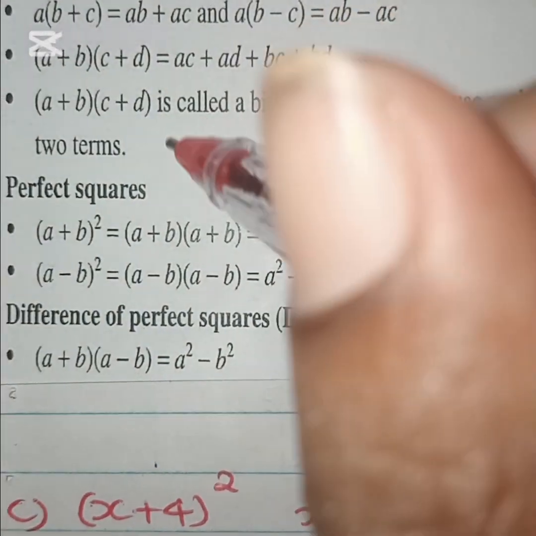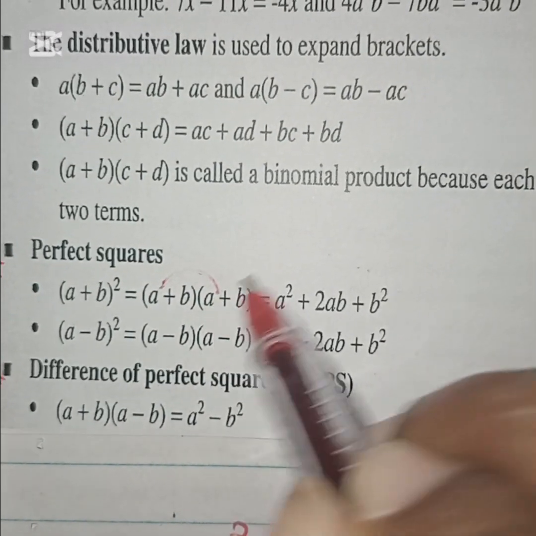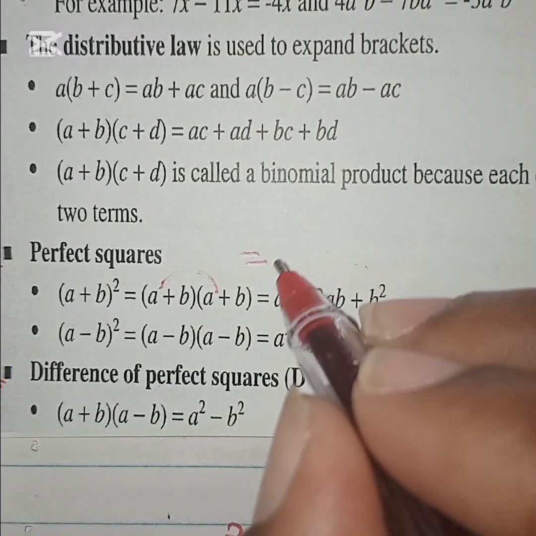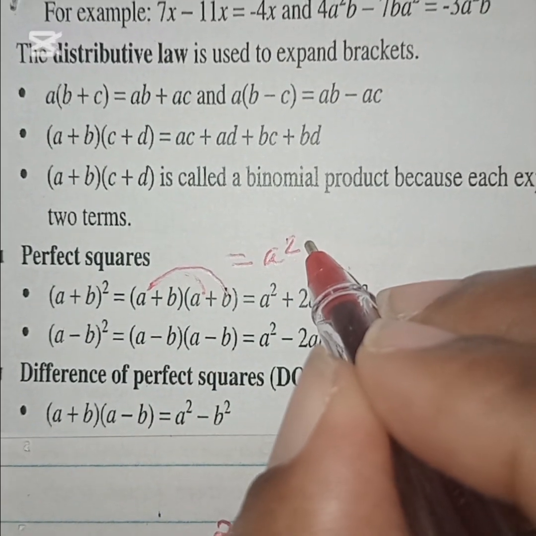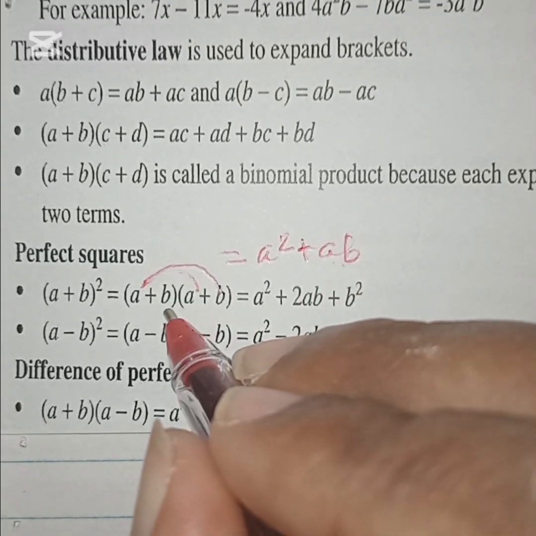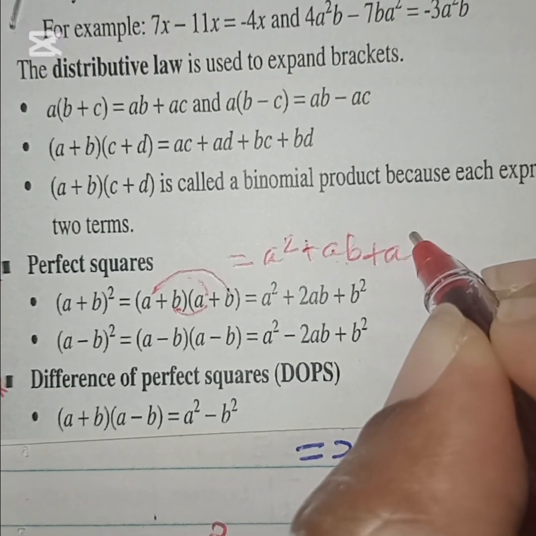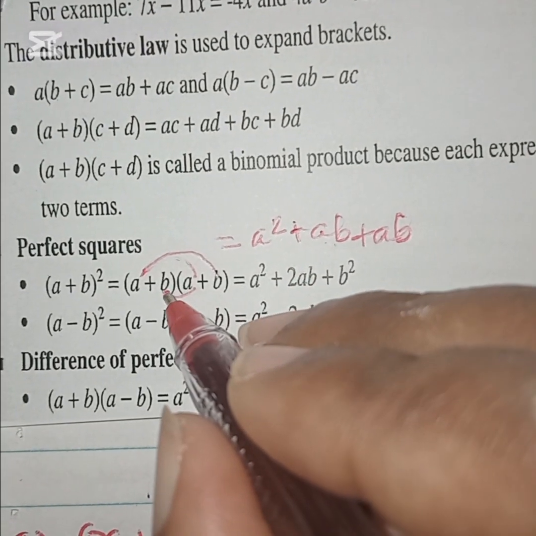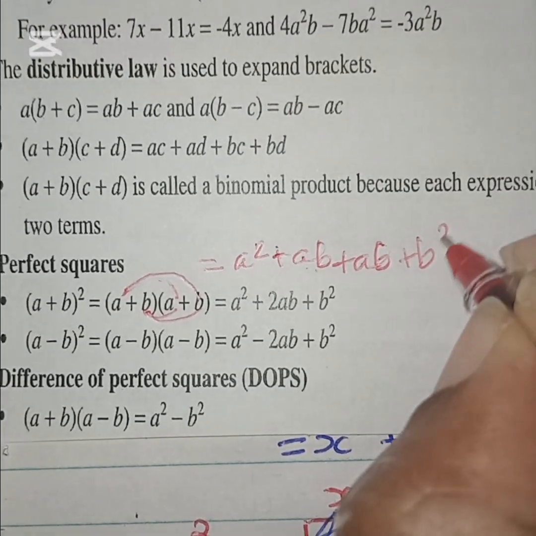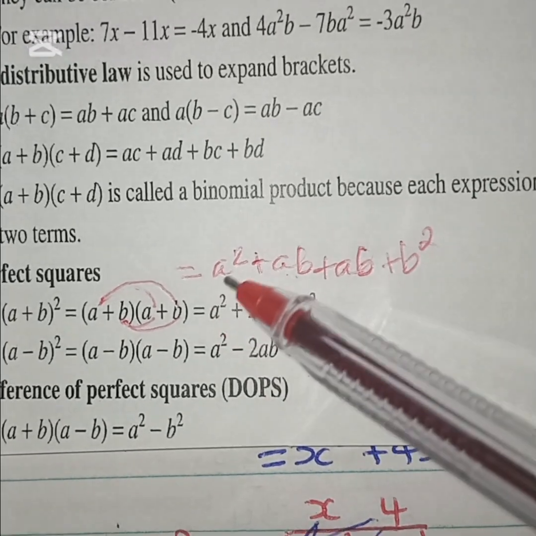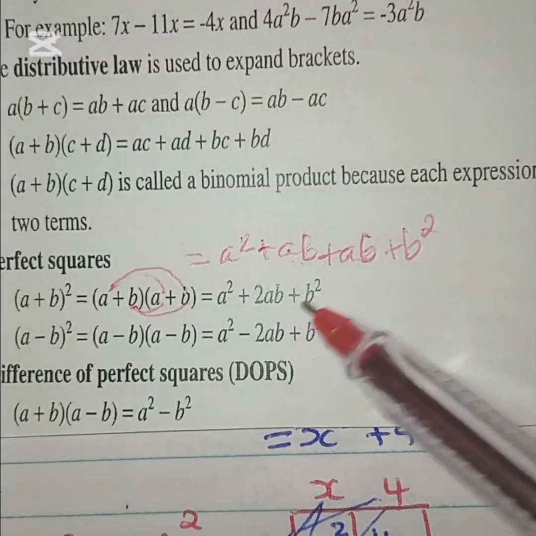Okay, let's do it. So a times a will give a squared. A times b is ab. Then b times a is ba, in alphabetical order, ab. And b times b is b squared. And when we collect like terms, we'll have a squared, ab plus ab gives 2ab, plus b squared.